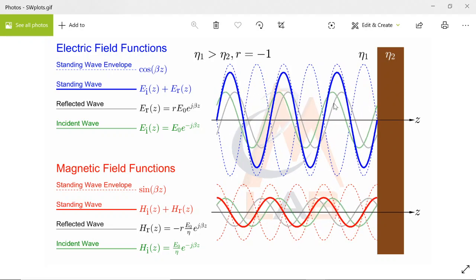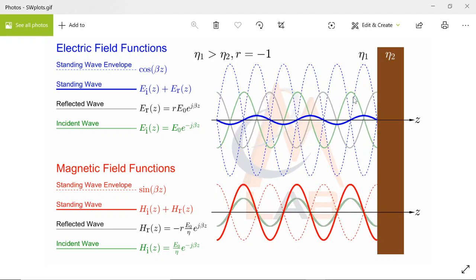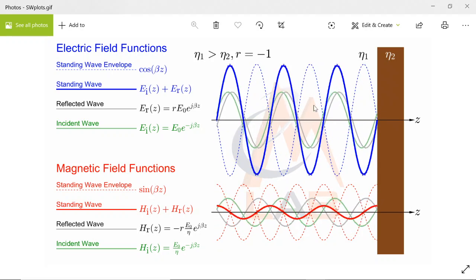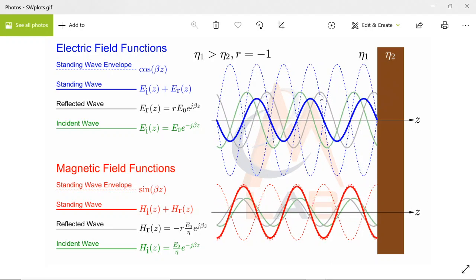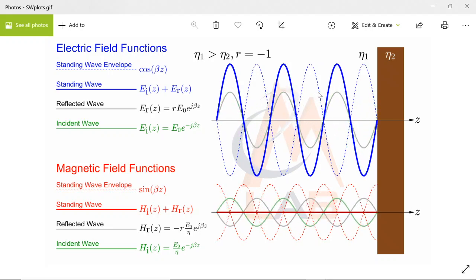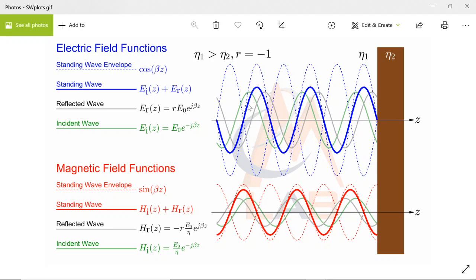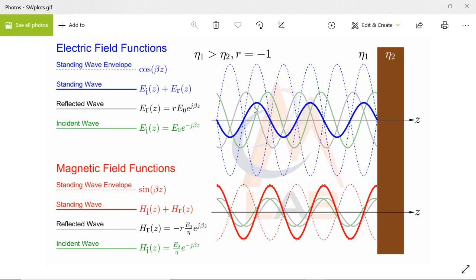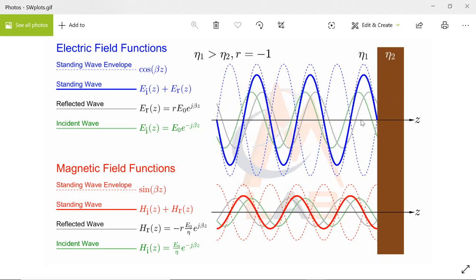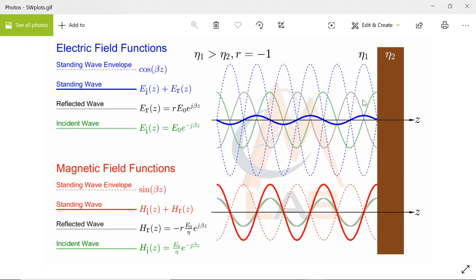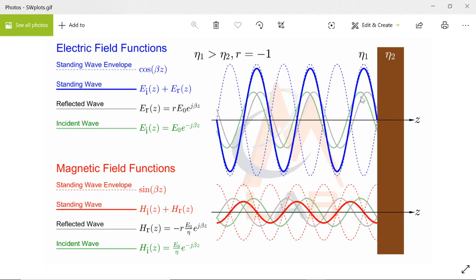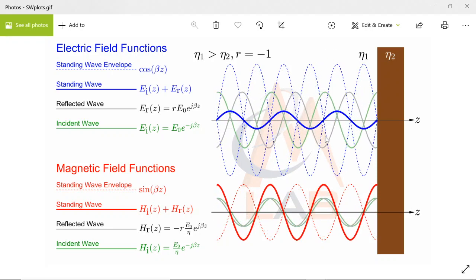Here this is the incident wave moving in this direction along the z-axis, and this is the reflected wave which is moving in the negative z direction. The two waves are moving in opposite directions. When you add them, this is how the electric field will look. This is oscillating in the same space. When they exactly overlap, they will be added and you will have a negative here again, then they will overlap again. This is how the standing waves look.